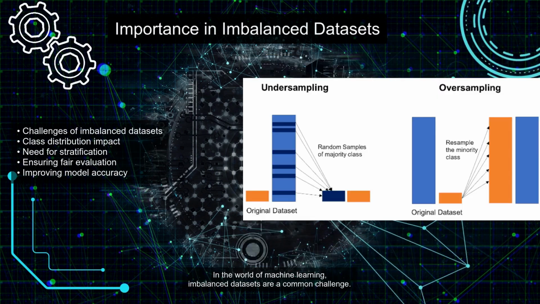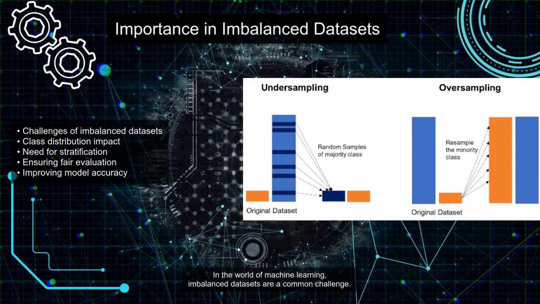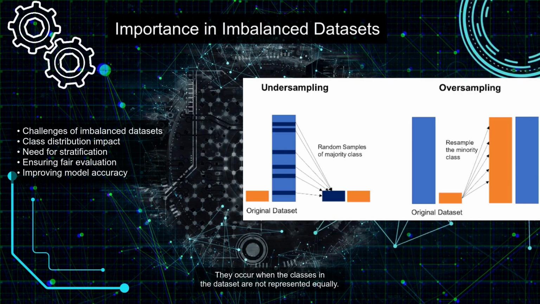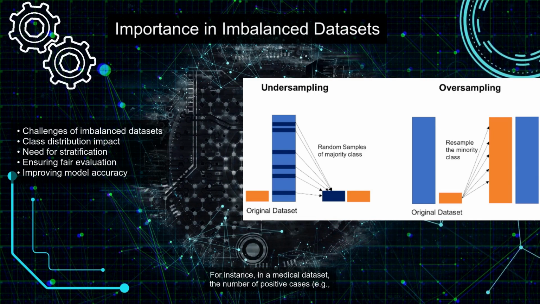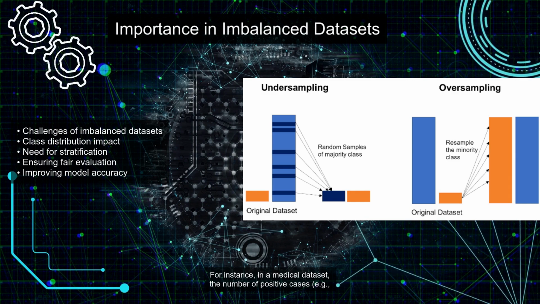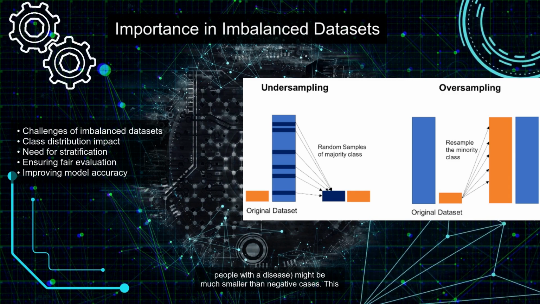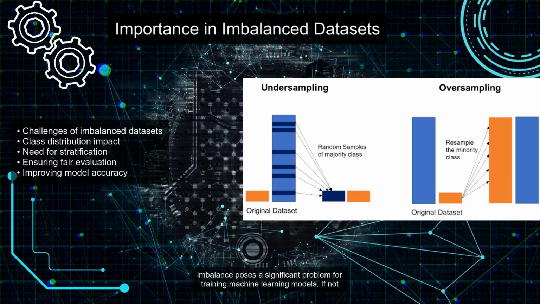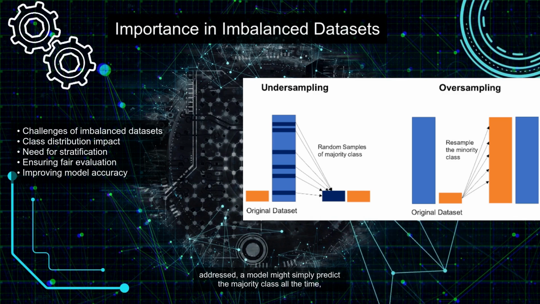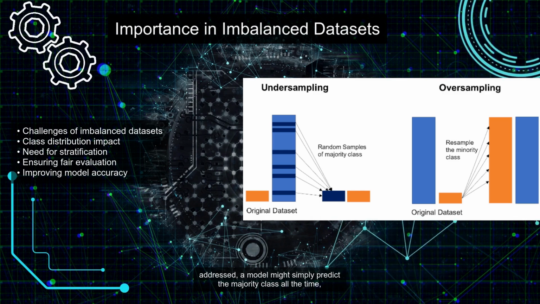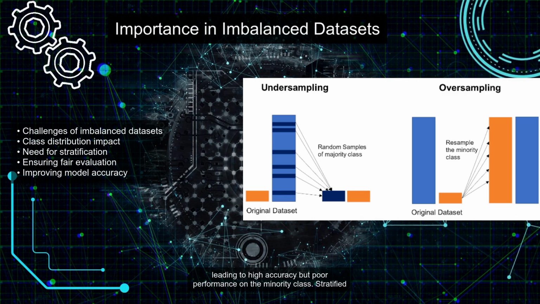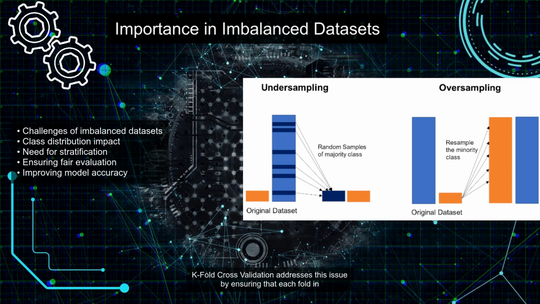In the world of machine learning, imbalanced datasets are a common challenge. They occur when the classes in the dataset are not represented equally. For instance, in a medical dataset, the number of positive cases, for example, people with a disease, might be much smaller than negative cases. This imbalance poses a significant problem for training machine learning models. If not addressed, a model might simply predict the majority class all the time, leading to high accuracy but poor performance on the minority class.